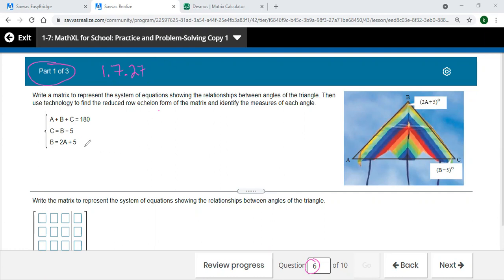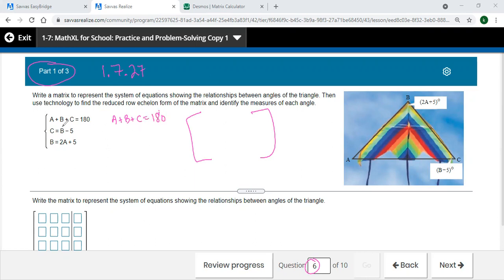So it says write a matrix to represent the system of equations. So this isn't too bad. We just have to get them all in the right order here. So by that, I mean we've got A, B, C on the first one. So we'll leave that there. A plus B plus C equals the 180.